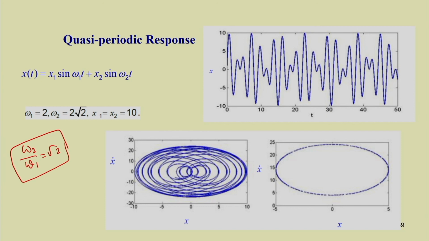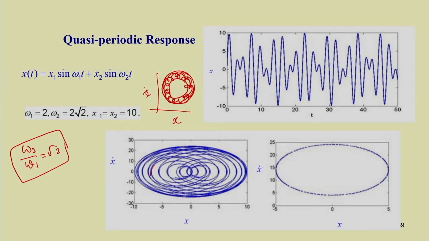In this case, if you plot the phase portrait, x versus x dot, you can get a curve similar to this. Sometimes you may get a curve similar to this, which is known as a torus. So, you will have two circles, and these two circles are connected in this way. These are known as a torus. So, if you plot x versus x dot, you can get the torus also.